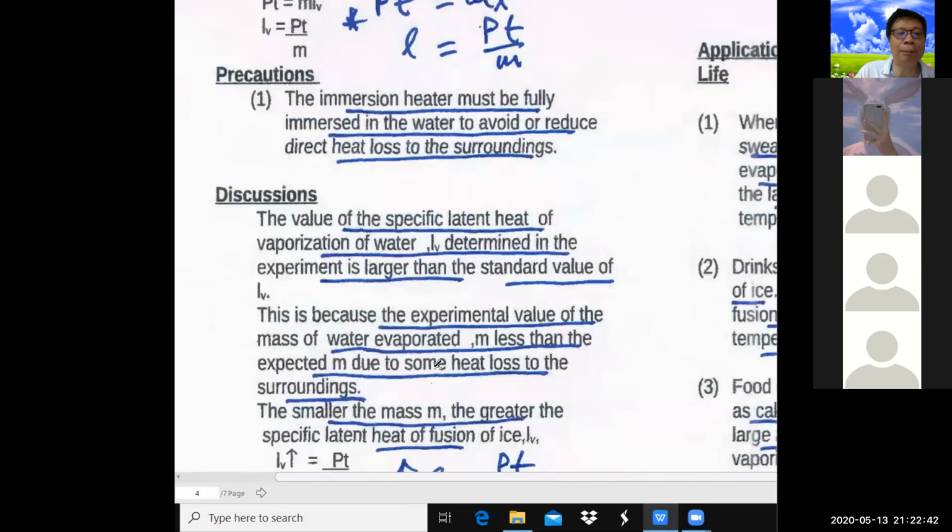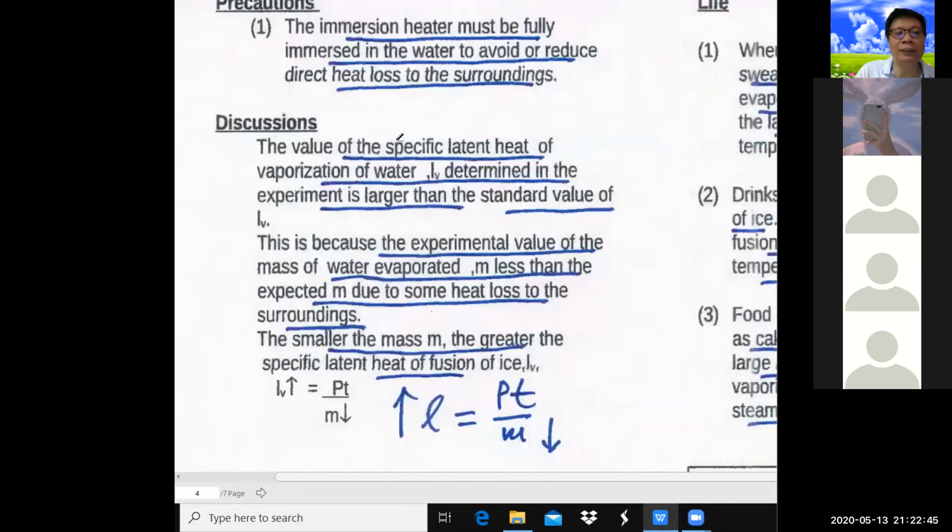Okay, discussion, same result here. The value of specific latent heat of vaporization determined is larger than the standard value. It always happens, larger than the standard value. The reason is that the experimental mass of water evaporated is less than the expected value, meaning that actually less water evaporated because some of the heat is lost. So the mass of water evaporated is less than the expected value due to some heat loss to the surroundings.